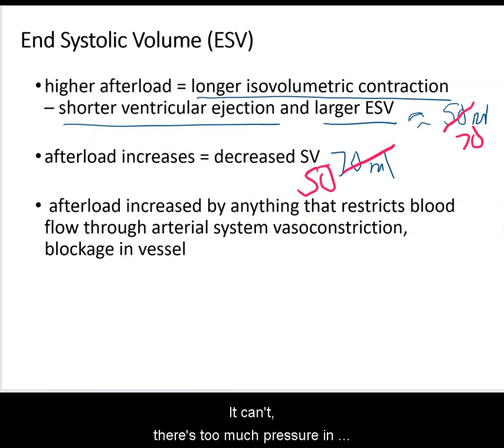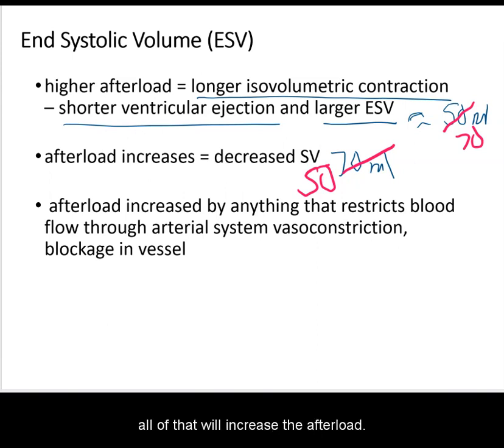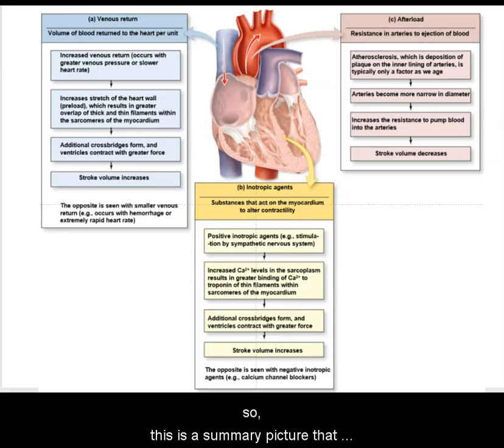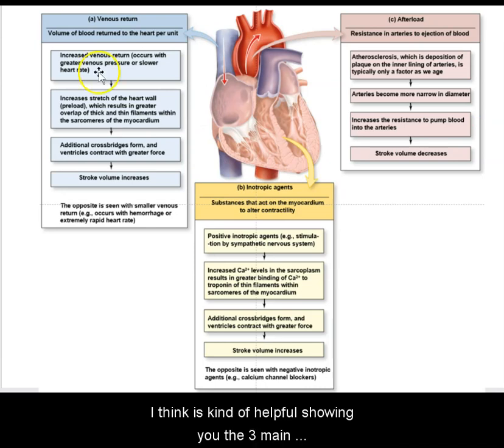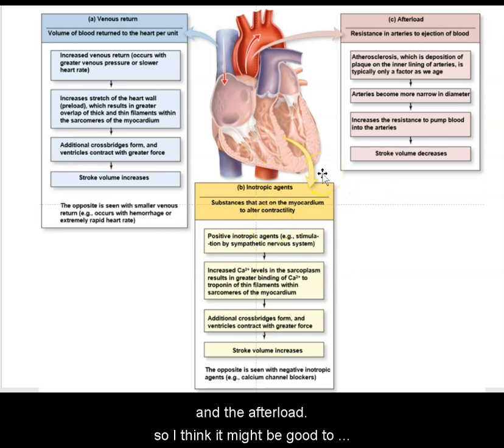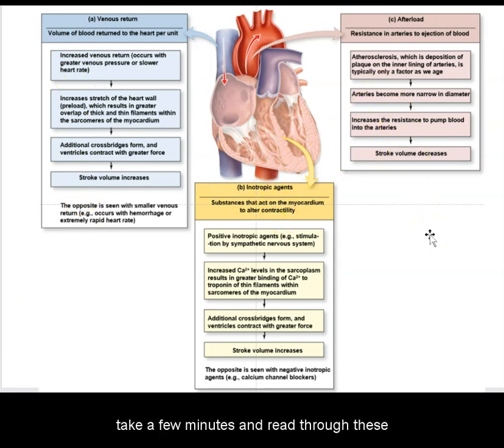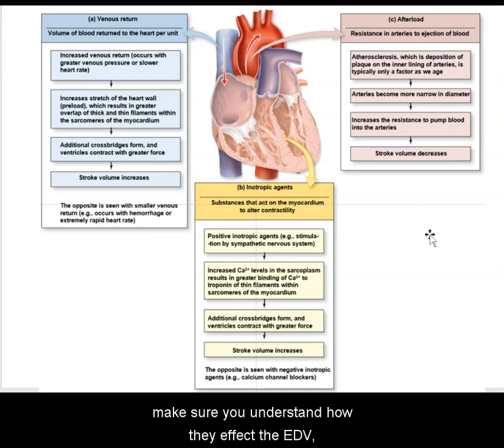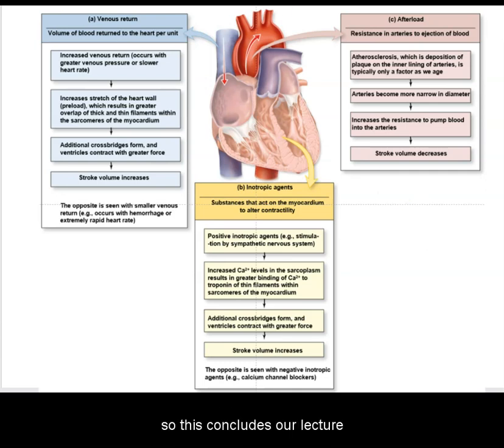You can't. There's too much pressure in your pipes. So again, your resistance is too high. Vasoconstriction, tumors, blockages, all of that will increase the afterload. So this is a summary picture that I think is kind of helpful, showing you the 3 main factors that affect stroke volume: the venous return, the contractility, and the afterload. And so I think it might be good to take a few minutes and just read through these and make sure you understand how they affect the EDV, the stroke volume, the cardiac output, and the blood pressure. So this concludes our lecture.